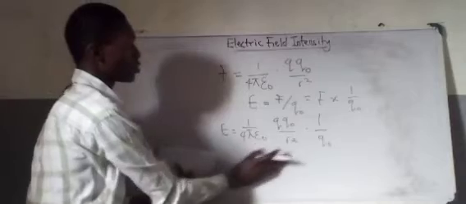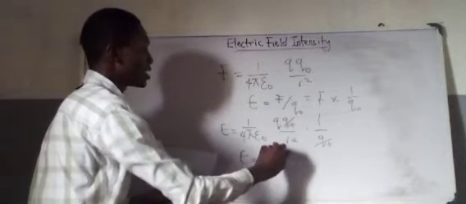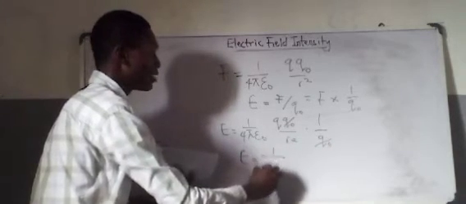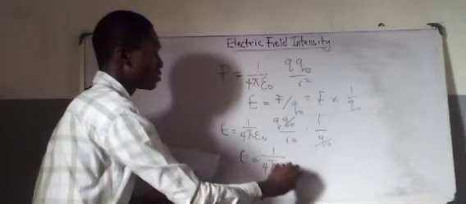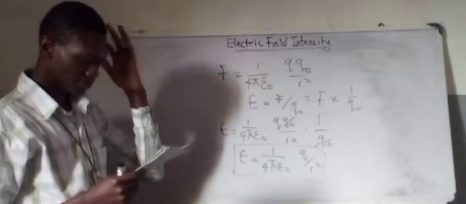Because from here, we have that F is multiplying 1 over Q naught. So what we've simply done is bring out F, multiplying it by 1 divided by Q naught, and Q naught goes out. So our electric field intensity can as well be given as 1 divided by 4 pi epsilon naught multiply Q over R squared. So this is another formula for calculating the electric field intensity.